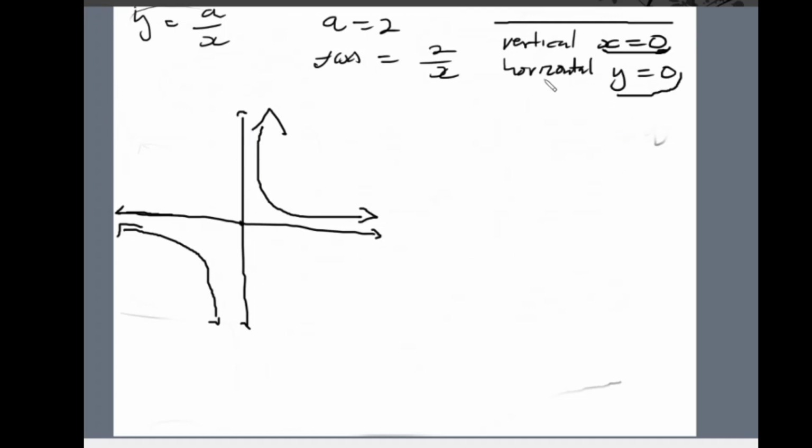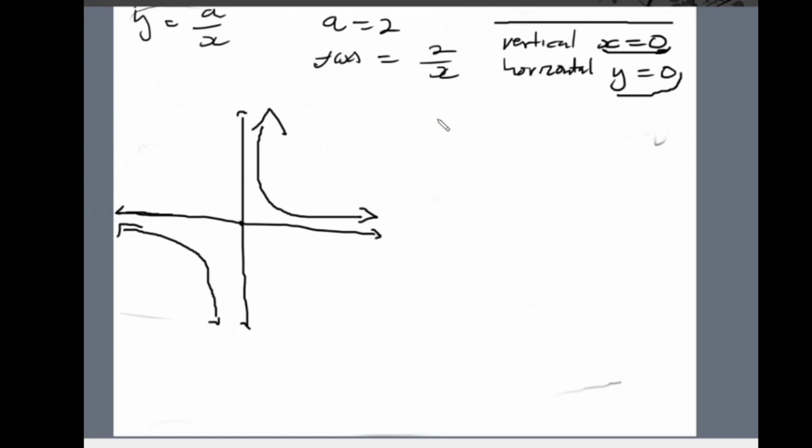The same explanation for why we don't have an x-intercept is because to have an x-intercept you have to let y be 0, but then the line y equals 0 is our horizontal asymptote, so the graph can never touch those two lines. So which is why our graph doesn't have any x and y intercepts, right?